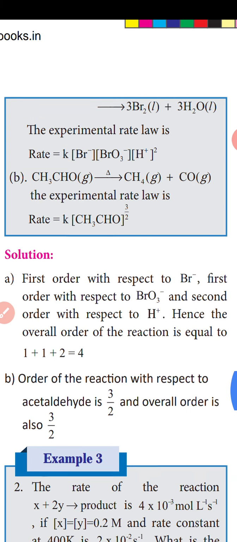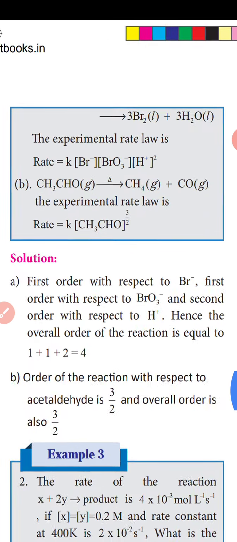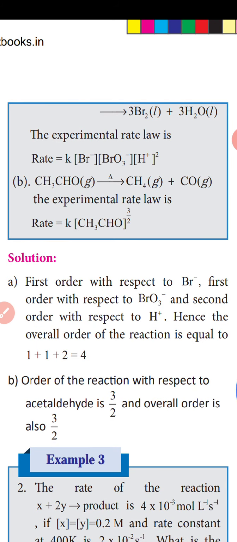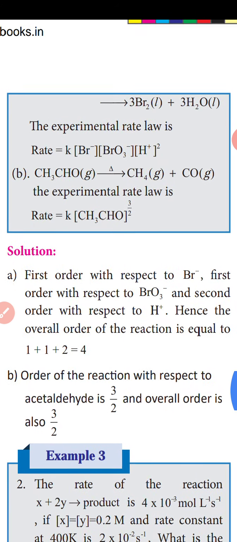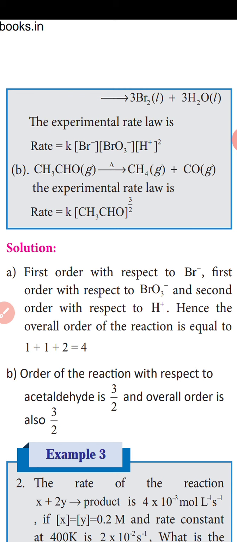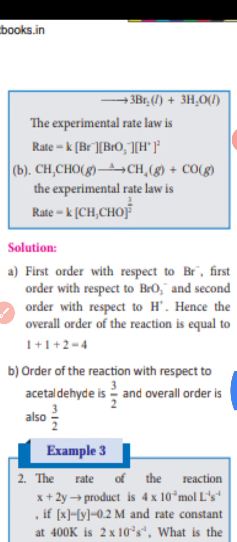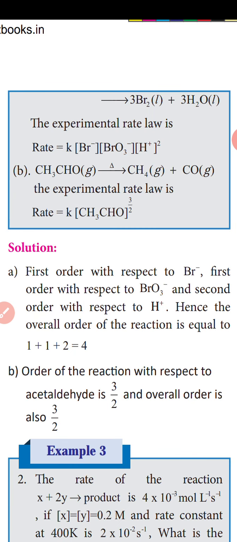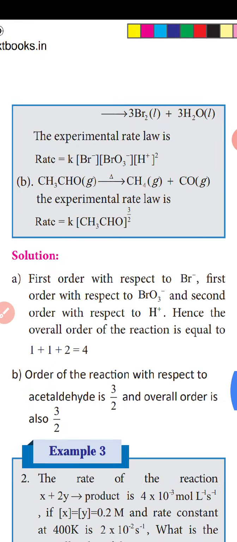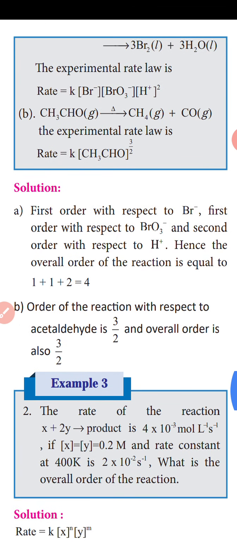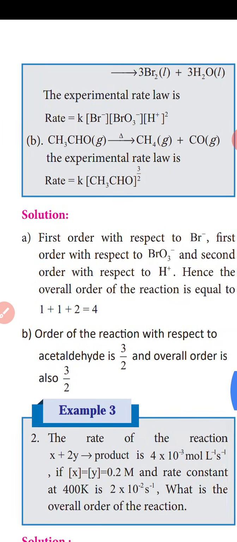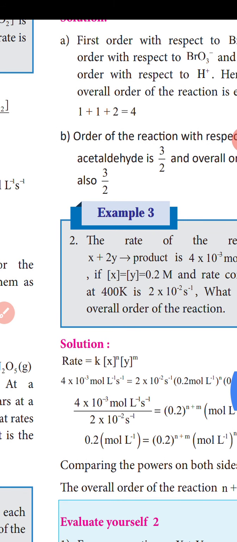So the reaction is first order with respect to Br minus, first order with respect to BrO3 minus, and second order with respect to H plus. Hence the overall order of the reaction is 1 plus 1 plus 2, which is 4. The order of the reaction with respect to acetaldehyde is 3 by 2, and the overall order is also 3 by 2. So this is example 2.